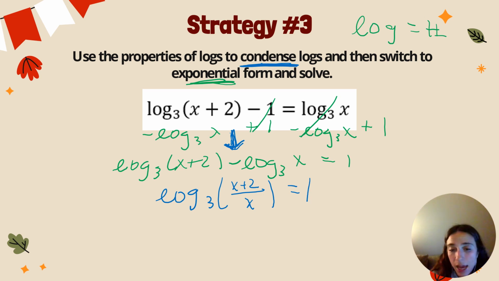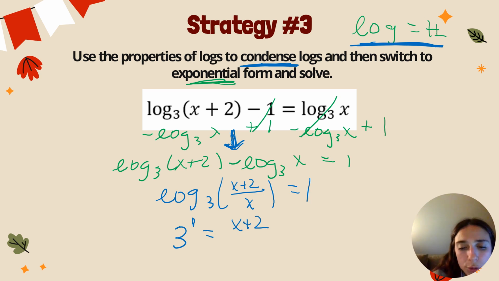Once I do that, I now have log equals number. When I have log equals number, this is strategy 2, we now switch it to exponential. So I'm going to do same base as my log. It's raised to the first power, and then it's x plus 2 over x. And then I want to solve. So what I'm going to do is 3 to the first power is just 3. And I'm going to put it over 1 because 3 is the same thing as 3 over 1.